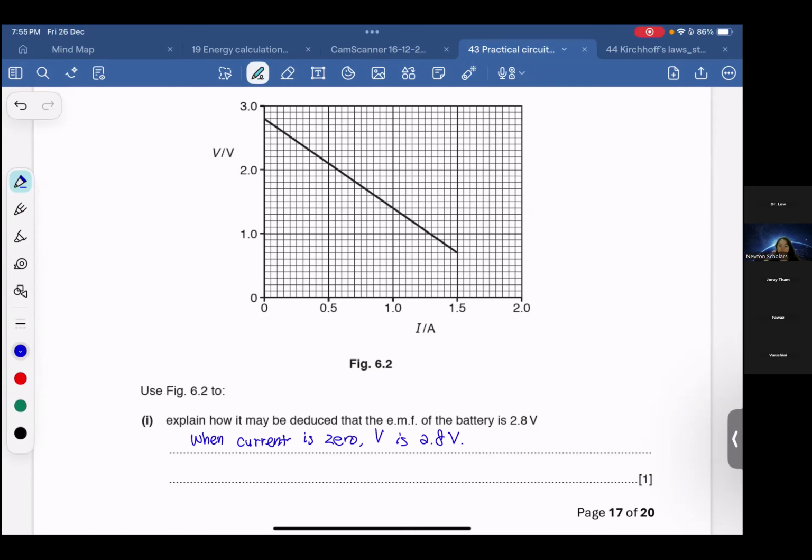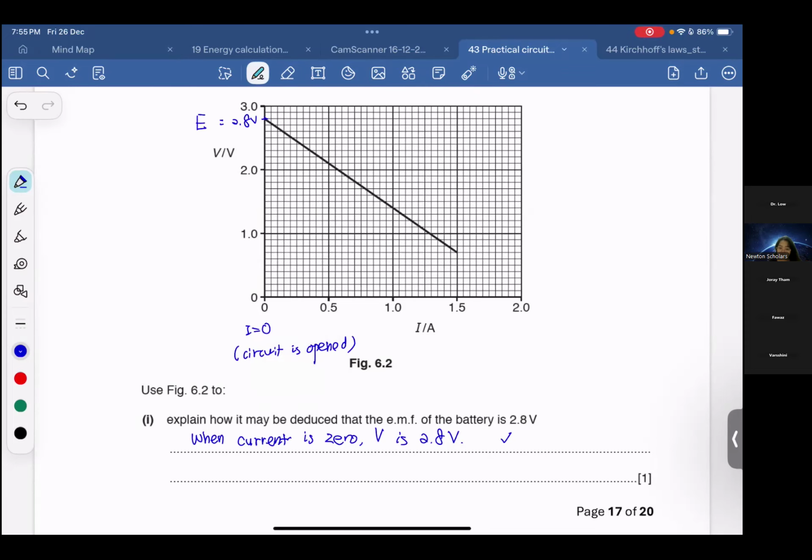That is our EMF. Here the answer scheme also accepts if you mention the graph shows the maximum value of potential difference is 2.8 volt. From the graph, it's showing you the maximum potential difference is 2.8 volt. They accept this answer. But I like this answer also, easier. When I is 0, here is 2.8 volt. So I is 0 means that the circuit is open. Circuit is open means you are measuring the battery directly. That is your EMF.